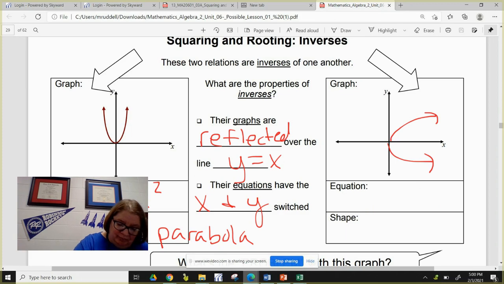Let's do it this way. So when the x is squared, it opens up. When the y is squared, it opens sideways. You'll study more of those once you get past algebra 2. This shape is a horizontal parabola.